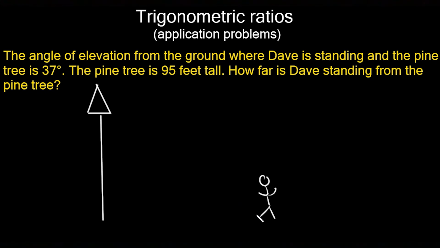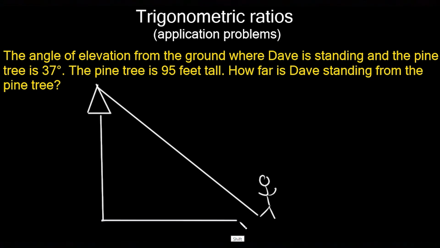Okay, and so then you're going to have this angle of elevation that looks something like this here. Okay, and then you'll have this horizontal distance here. That's what we're looking for. So we're looking for this horizontal distance. We'll just call it X. We know the height of the tree, that's going to be 95 feet. And we know the angle of elevation, that is going to be 37 degrees.